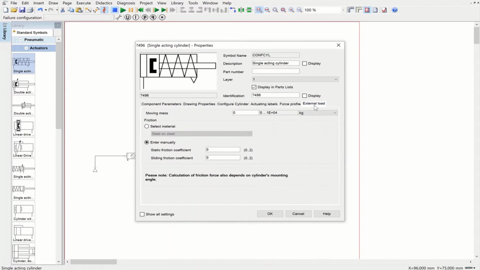And this is the external load. We can have a static friction or sliding friction coefficient, and we can even choose a certain material. Again, it depends on the application that we are looking at. Okay, so these are all the different tabs that we have for the single acting cylinder, and we can play with each of these tabs and the parameters over there to get the behavior that we expect, and also mimic what we are designing in a certain application. Okay, so that is the single acting cylinder.